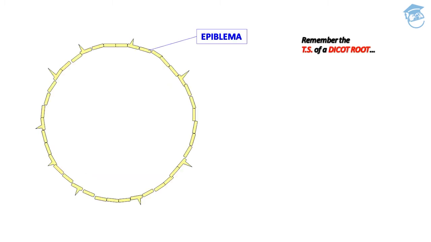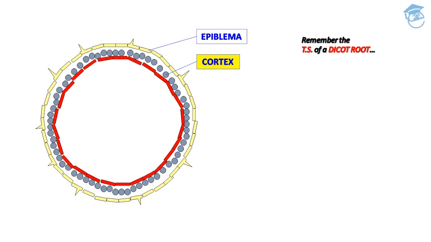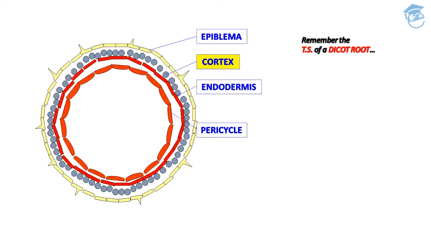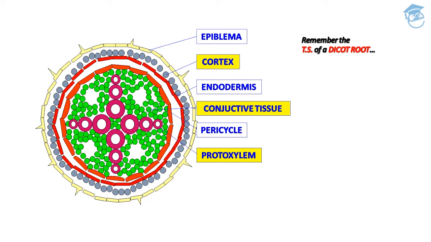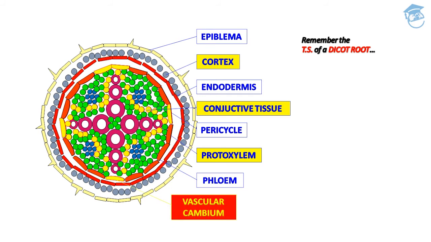So remember a TS of dicot root. This is the epiblema, this is the cortex, this is the endodermis, this is the pericycle, and this is the stele part. These are the conjunctive tissues, which are also called connective tissue. These are xylem, the smaller dots representing protoxylem and the larger dots representing metaxylem, and these blue colored dots represent phloem, and this is vascular cambium.